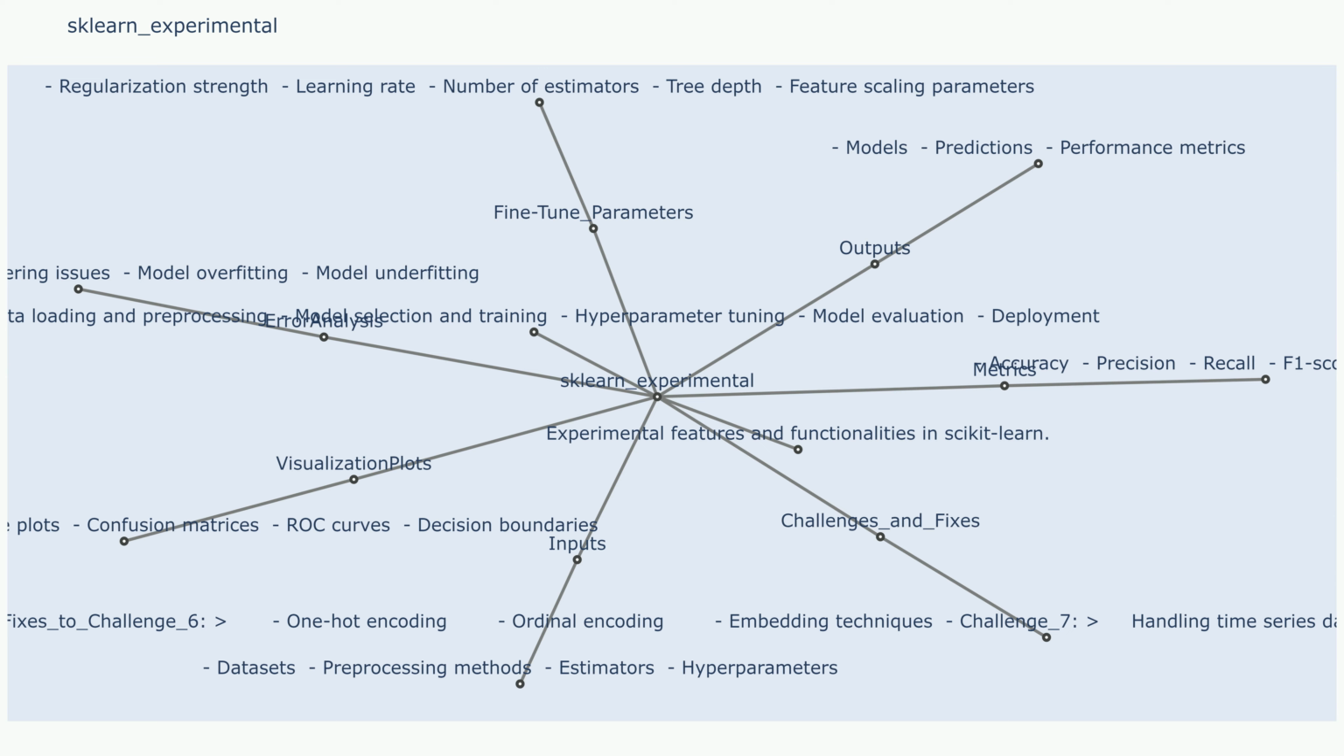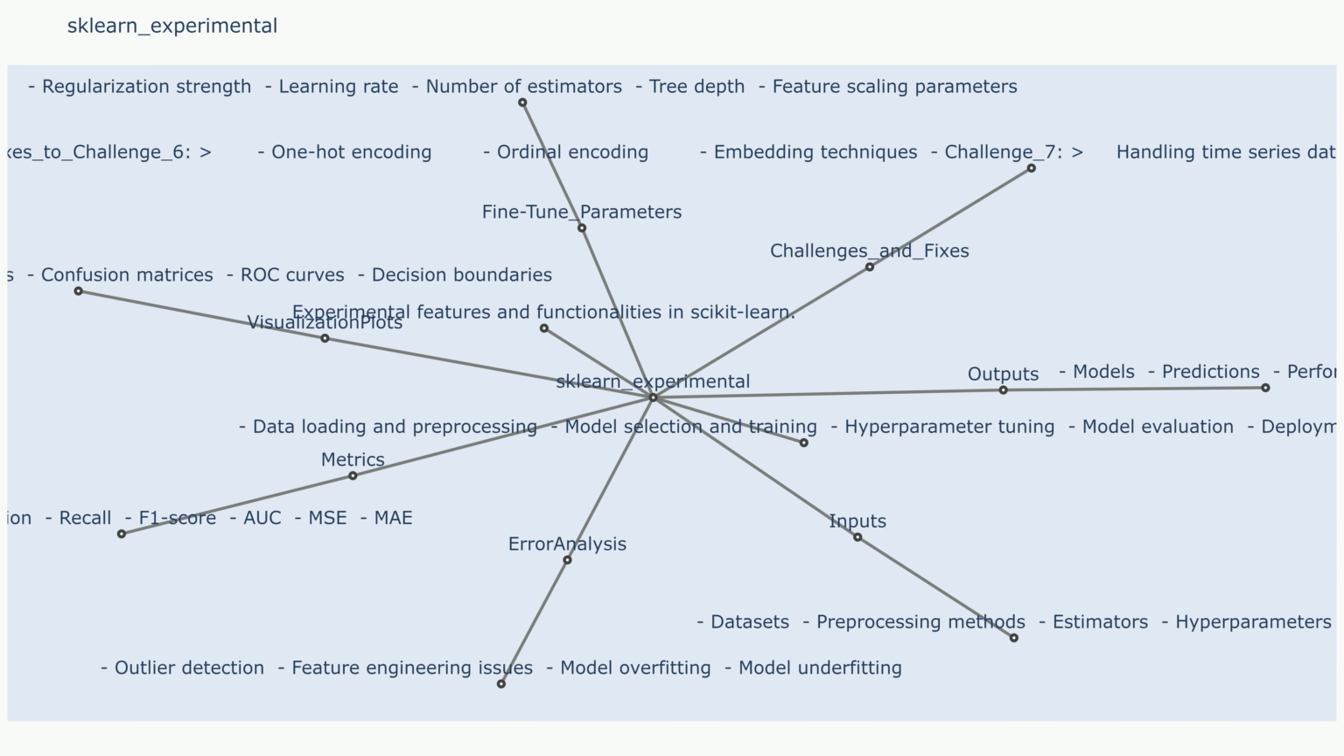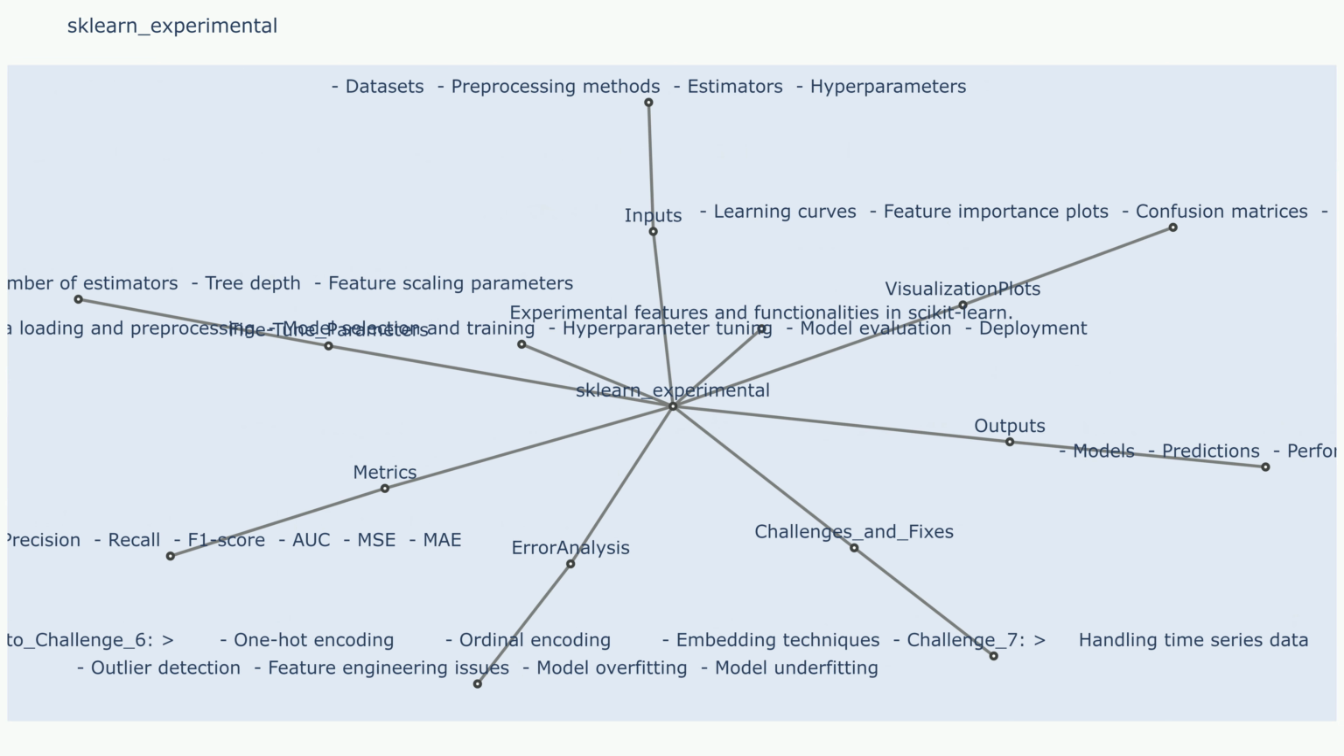Inputs. Input 1. Explain in detail the sklearn experimental module can accept various inputs depending on the specific experimental feature being used. For example, if using the sklearn experimental enable iterative imputer, the input would be a NumPy array or pandas data frame containing missing values. Input 2. Explain in detail.